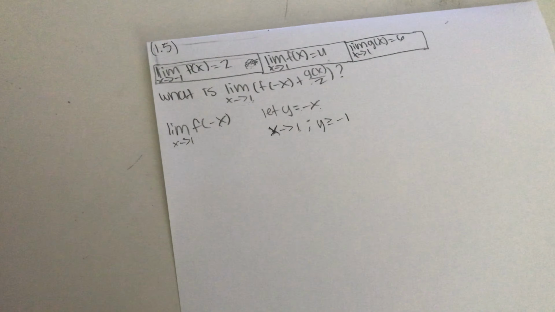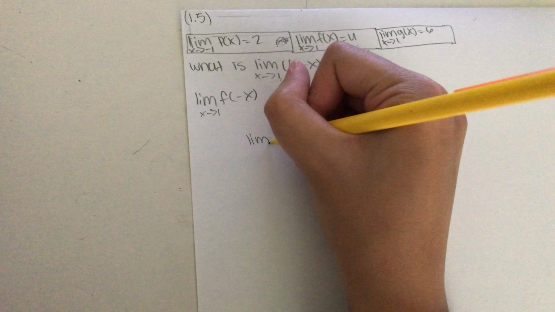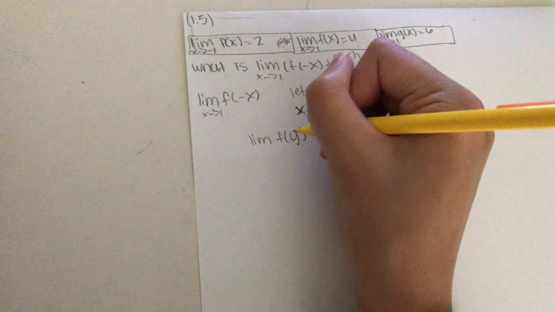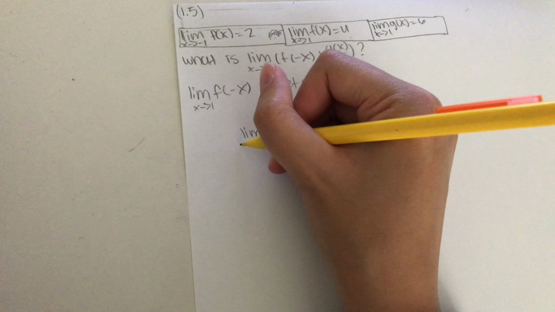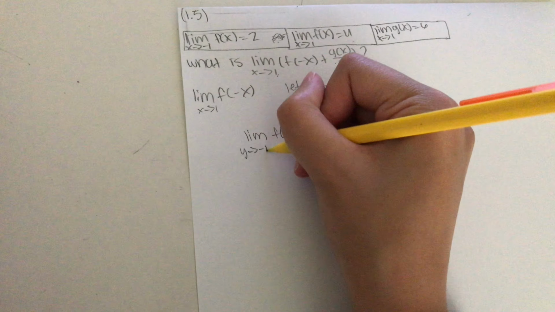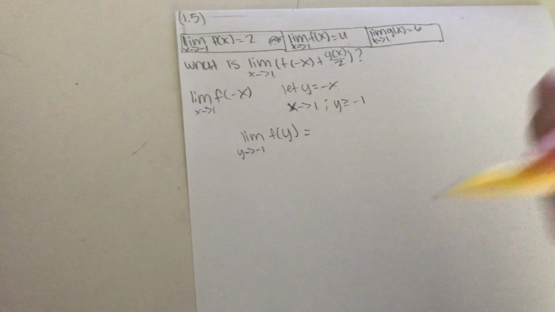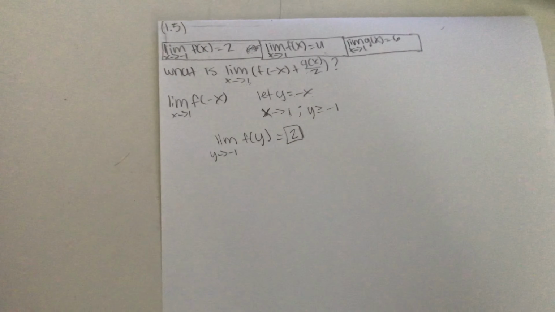Now you can try writing it down so you understand clearly what you're trying to think. So we have limit f of y, because now we're focusing on y, equals what? Well, y is equal to -1. The only -1 I see is in the first table, which is limit f of x equals 2. So that means that the answer would be 2. And this is how you solve this problem. Thanks for watching and listening.